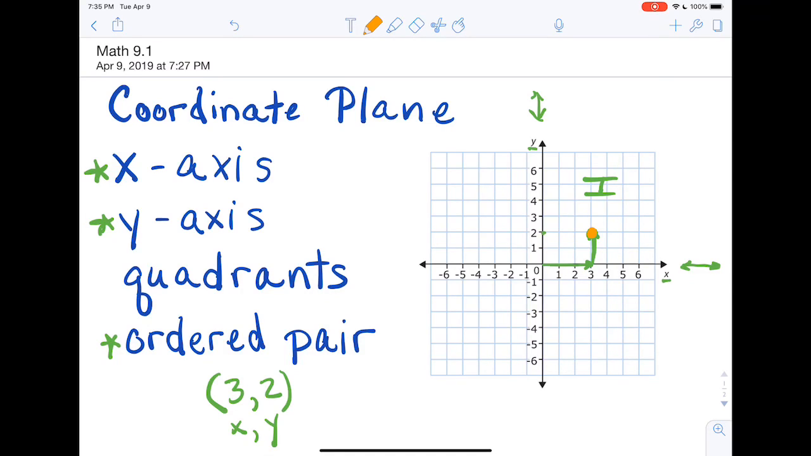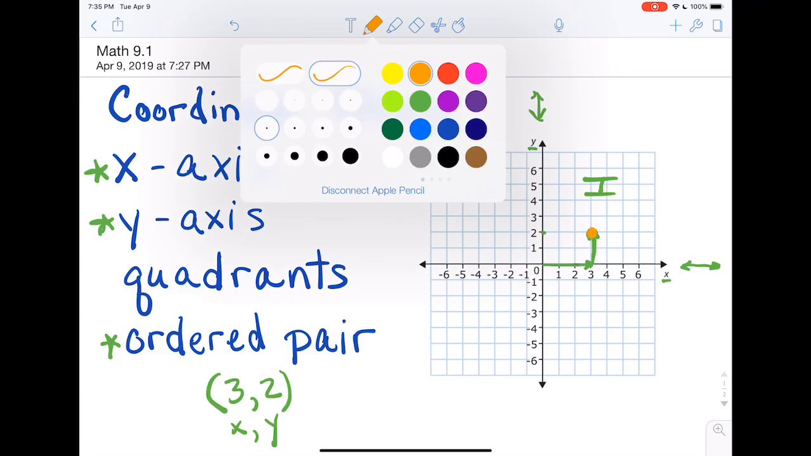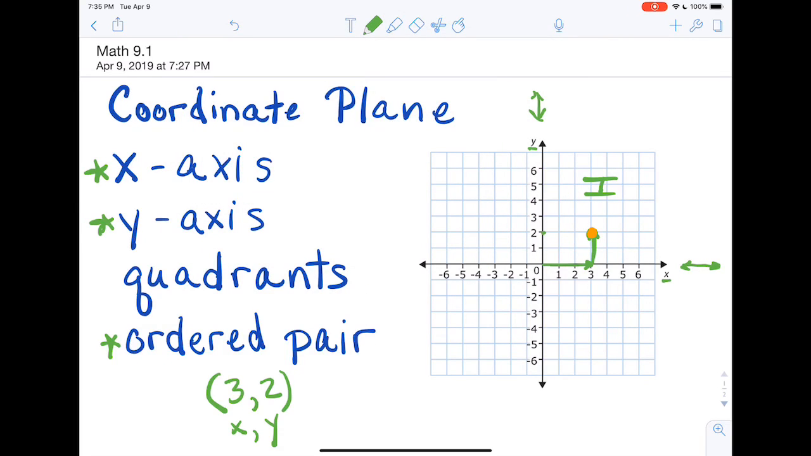Now sometimes girls and boys get this wrong and they'll go up 3 and then over 2. But we always walk over to a ladder before we climb up the ladder. So we go over and then up. So that is in quadrant 1.